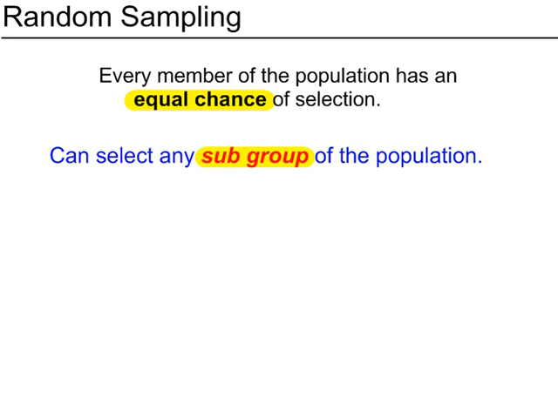The definition for a random sample is very important. Every member of the population has an equal chance of selection. That's the first part. That's the most commonly remembered part of the definition. The second part states that you can select any subgroup of the population. Another way of saying the same thing is that your selections should be independent of each other. For example, if you have a hall which has 200 people and you're selecting a sample of 10 people, you should be able to select any combination of 10 people. There should be no restrictions as to who can be in your sample.